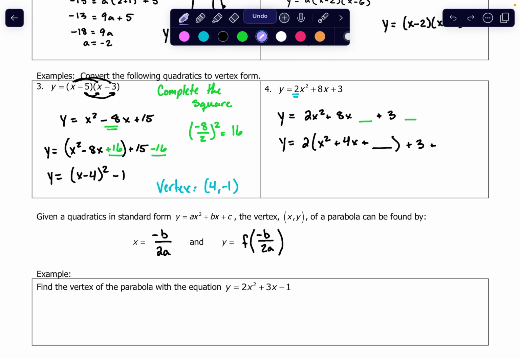Same process as before, now that we have a lead coefficient of 1, half of 4 is 2, and 2 squared is 4. So that is the number I'm adding, but be careful about when I take this number away, because I'm not adding 4 to this equation, I'm really adding 8 because of that 2 I already factored out. So I'm going to instead take away 8 on the outside.